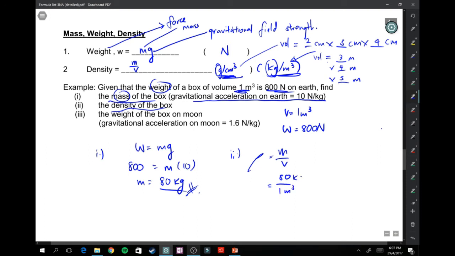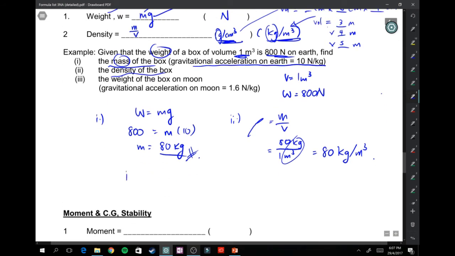It will be a good thing to learn to write this here, so that you won't be confused about the unit in the SI unit. So in this case, the SI unit that you are interested in will therefore be kg per meter cube. And lastly, find the weight of the object on the moon.